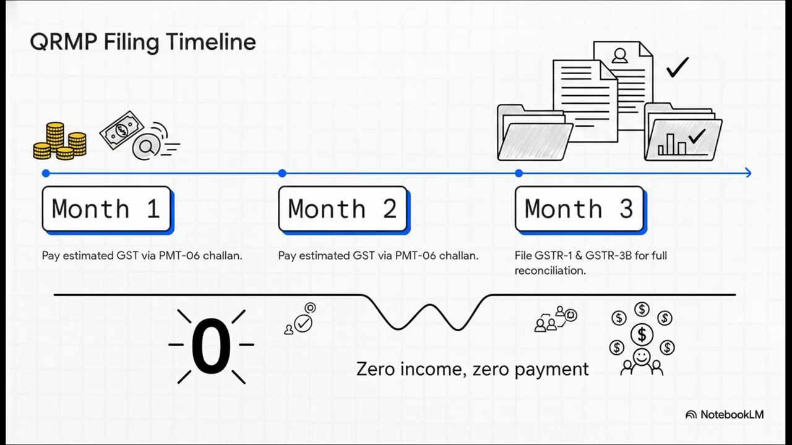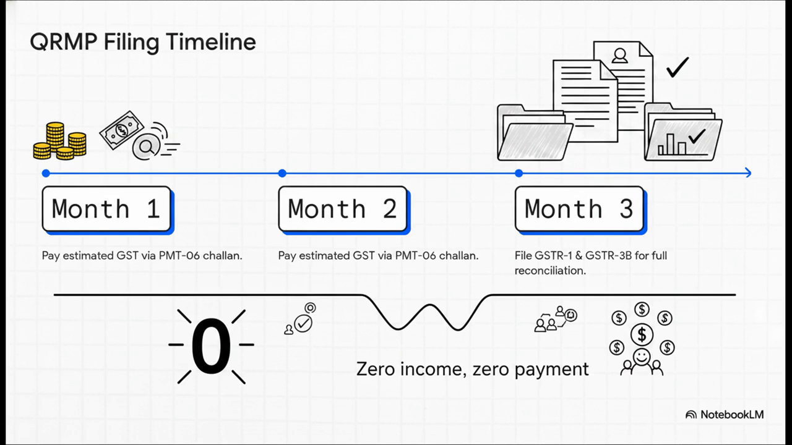So let's walk through exactly how this QRMP timeline works visually. During month 1 and month 2 of the quarter, you do no actual return filing. You simply pay an estimated GST amount via a quick PMT-06 challan. It literally takes 5 minutes. Then, in month 3, you file your full GSTR1 and GSTR3B for a complete reconciliation.